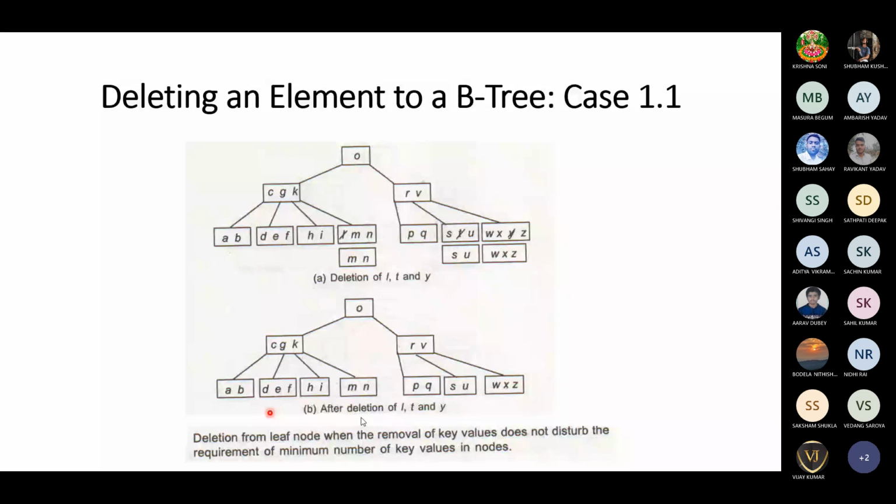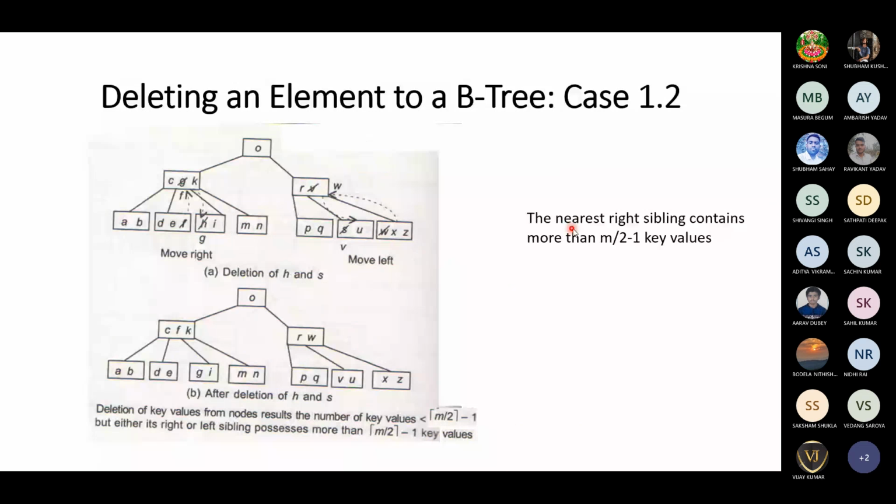The other case is when the nearest right sibling contains more than m/2 minus 1 keys. Suppose I'm deleting H, then we need to make some operations. Deletion of the key results in fewer than m/2 minus 1 keys, but either its right or left siblings possess more than m/2 minus 1 key values. If this is the case, then we have to bring some order into the tree.